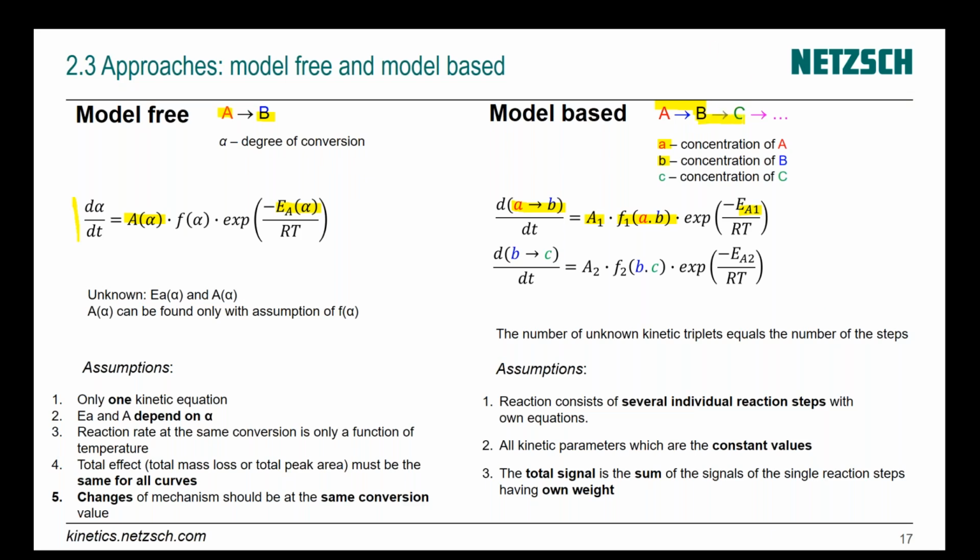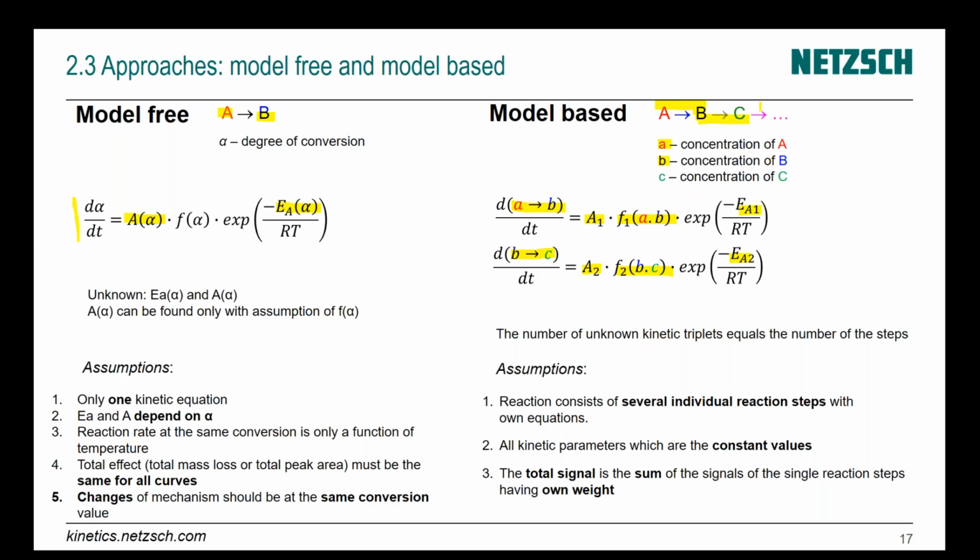If there is a second intermediate individual reaction step, then there is a second chemical reaction with its own activation energy, own pre-exponential factor, and own reaction type. The assumption for model-based analysis is that the total reaction consists of several individual reaction steps, and each of them has its own chemical reaction or kinetic reaction, but all parameters like activation energy or pre-exponential factors are constant. We have one value for the first step and another value for the second step, but it is always constant.